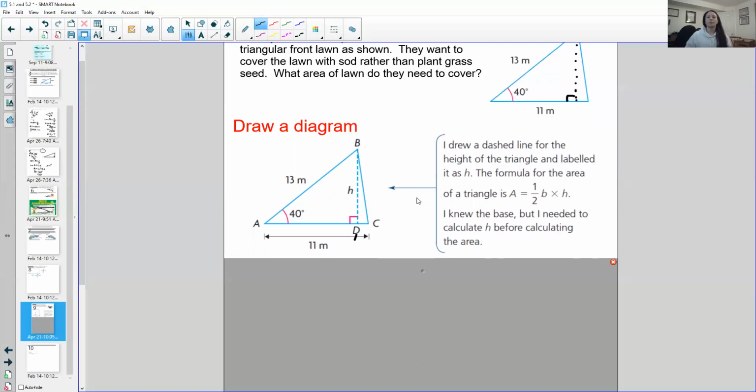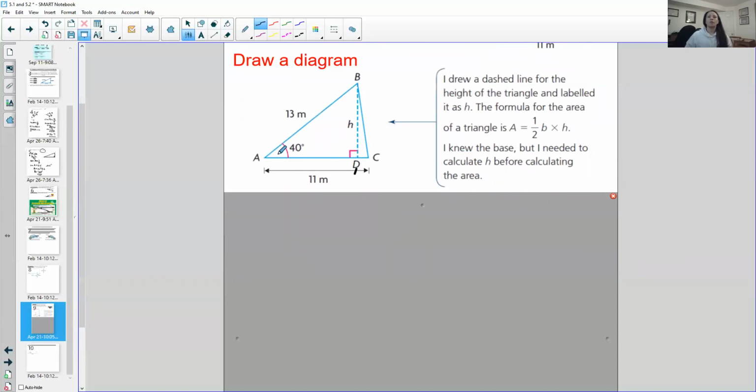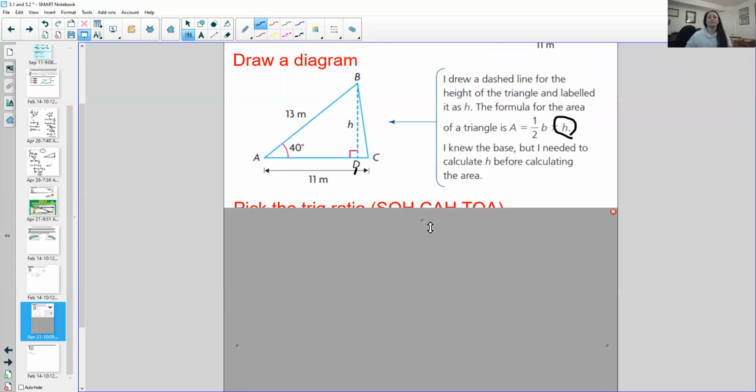So let's go down a little bit further. I want to figure out eventually what this area is. Now, the formula for the area of a triangle is base times height divided by 2. So really what I need to do is find this height, right? Because I've got the base, it's 11. I just don't know the height. So let's see if we can find this.